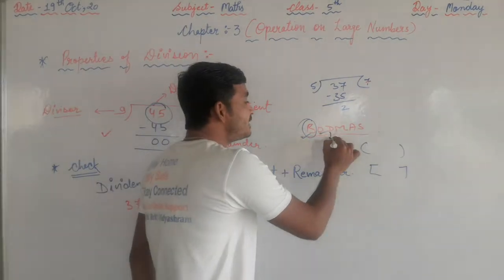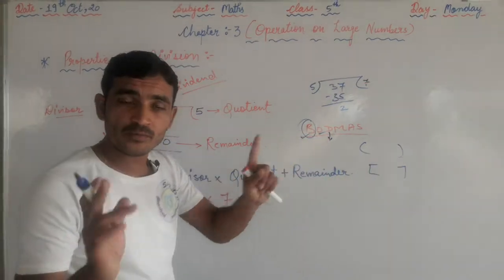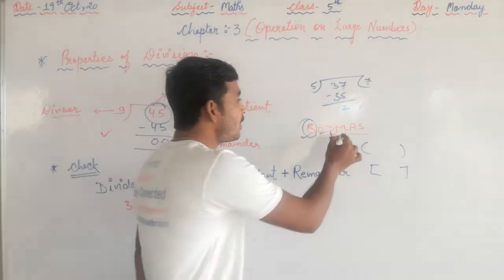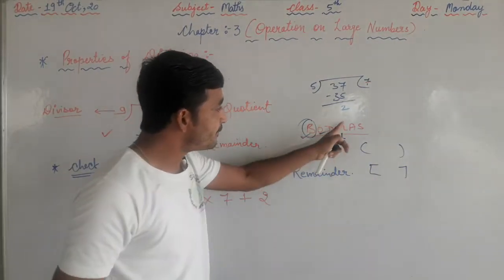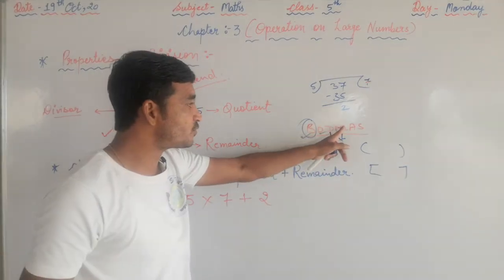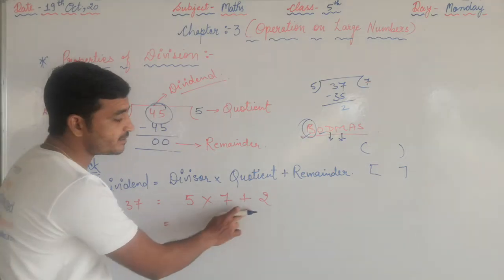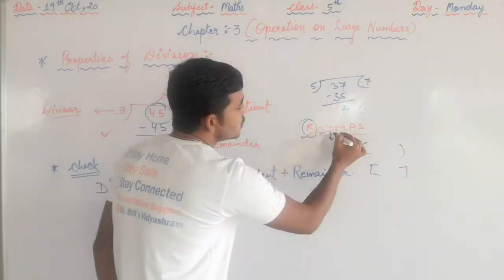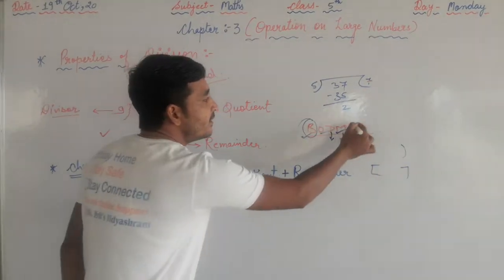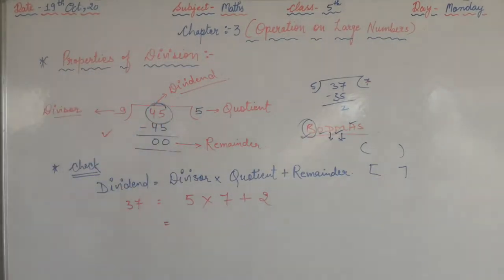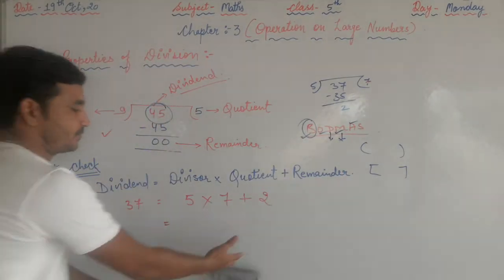Next, if division is there, first of all you have to solve that division. If division is not there, and multiplication is there, first you have to solve multiplication, then addition, then subtraction. Now here multiplication and addition are there, so first what you have to solve? Multiply the numbers, then you have to add the number. So be careful.